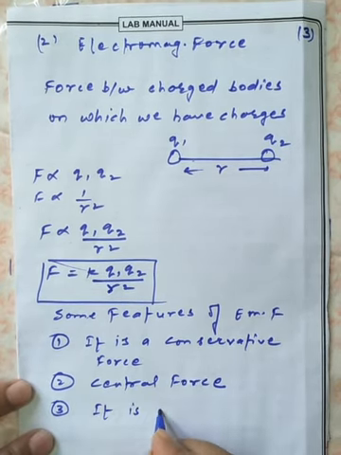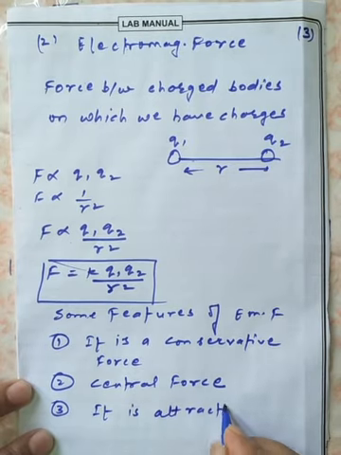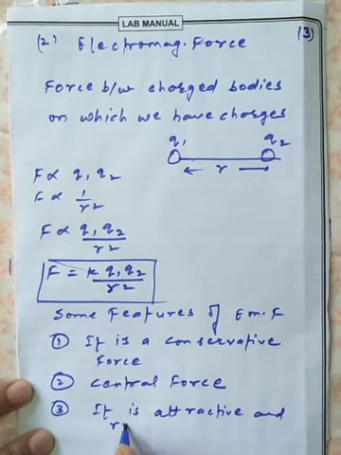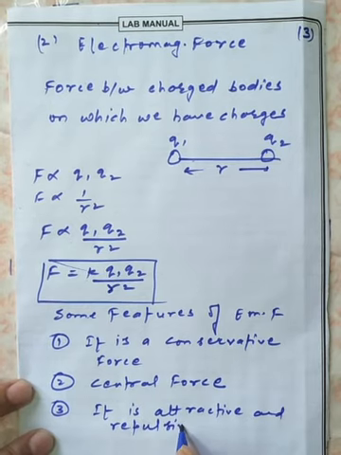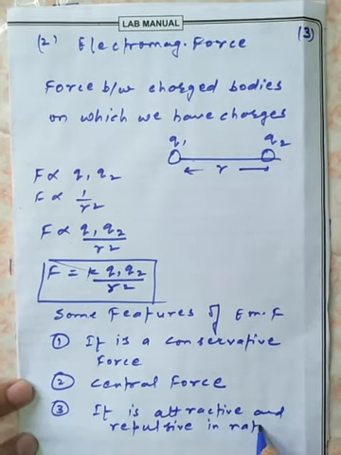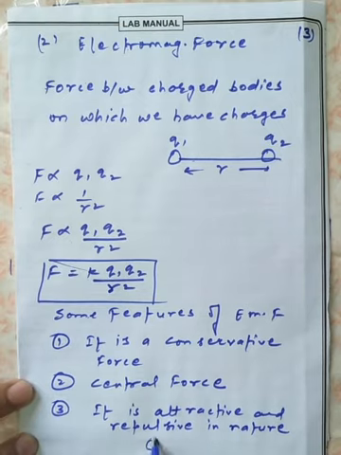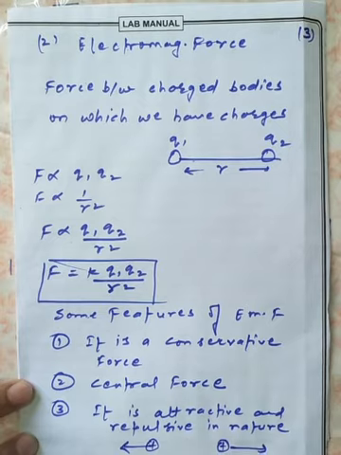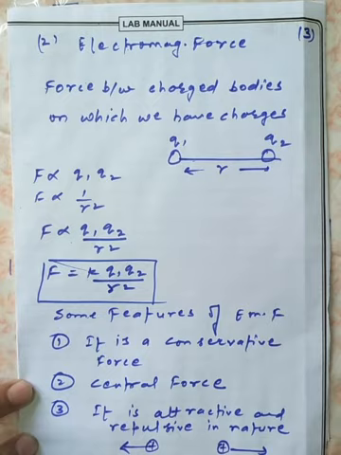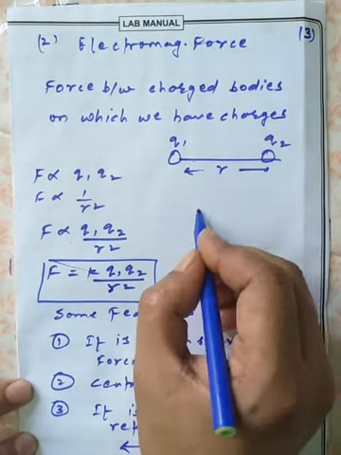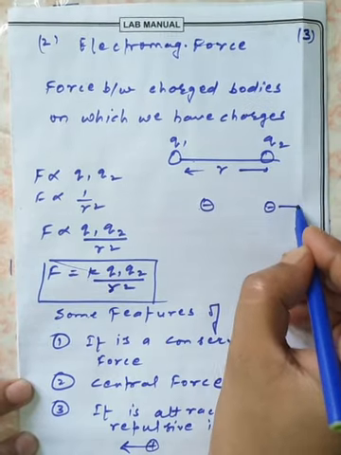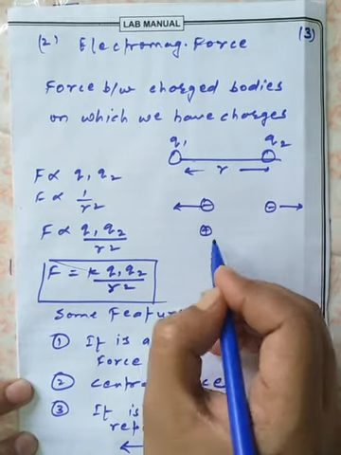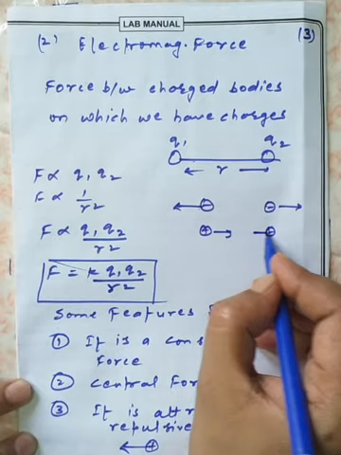It is attractive and repulsive in nature. That means positive repels positive, and similarly negative repels negative, so the repulsion mode is there. Positive and negative is a kind of attraction.